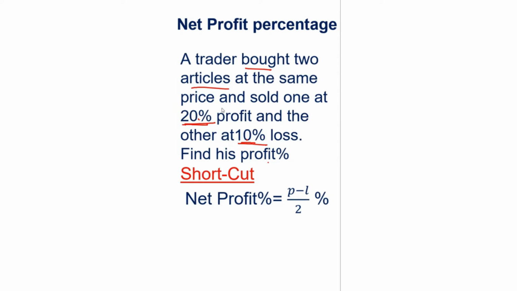Here, the net profit on the combined sale of two articles, hence the shortcut is (P minus L) by 2%, that is (20 minus 10) by 2 percentage, that is 5 percentage.